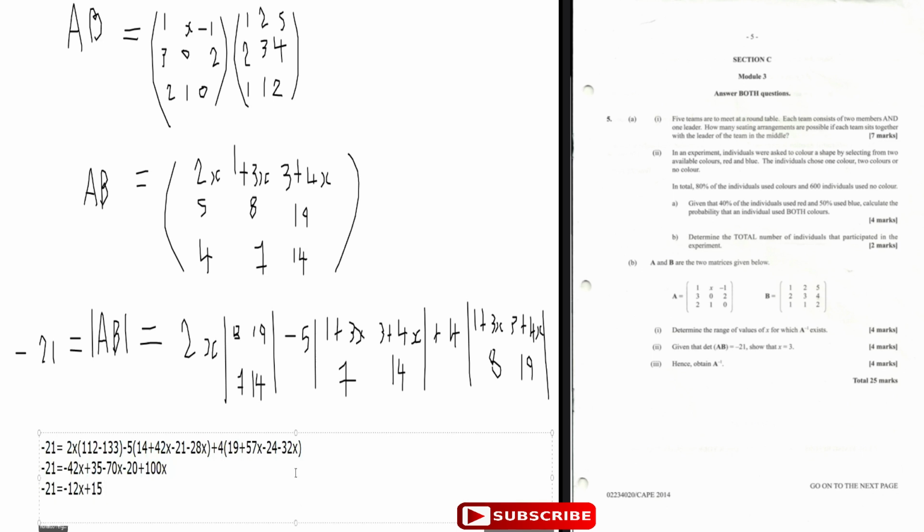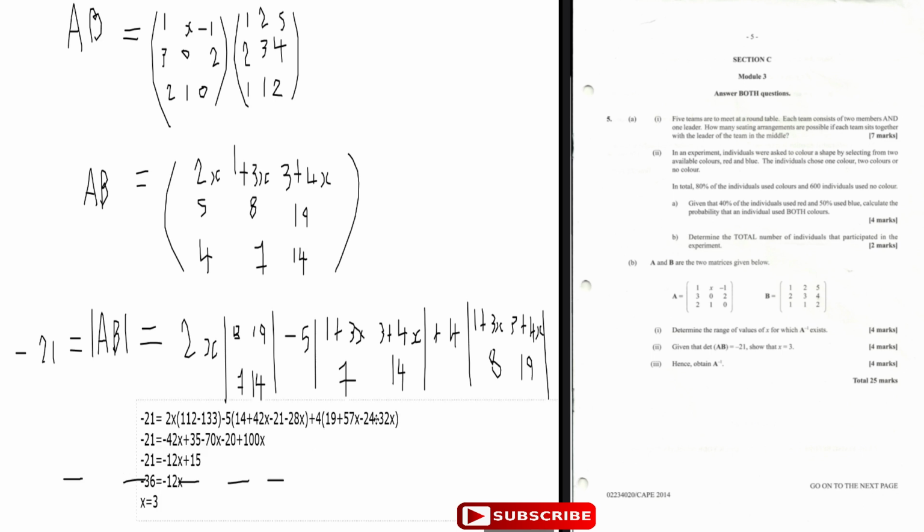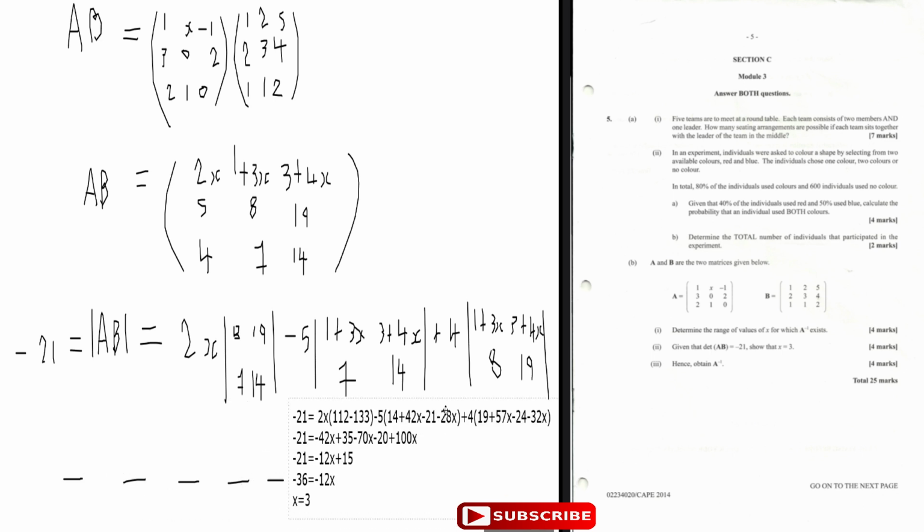And so when I subtract 15, I get minus 36 is equal to negative 12x. So I divide both sides by 12, and so x is 3. So that proves it. X is 3. All right, so this takes care of it. X is 3. Nice. X is indeed 3. All right, finally we get X to be 3.